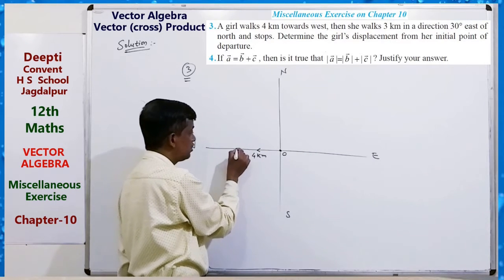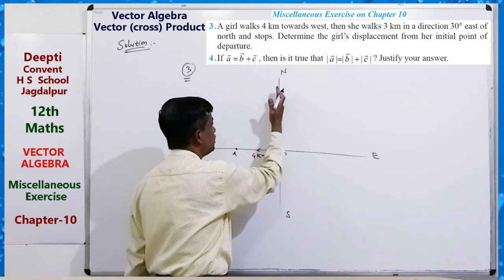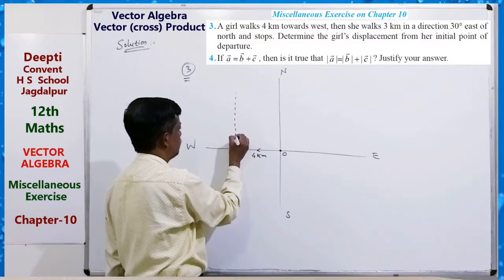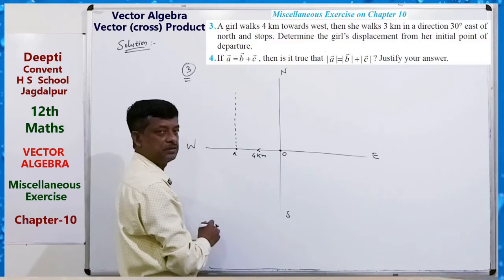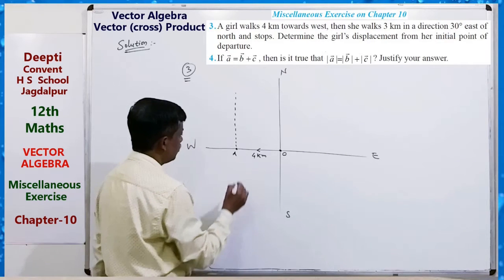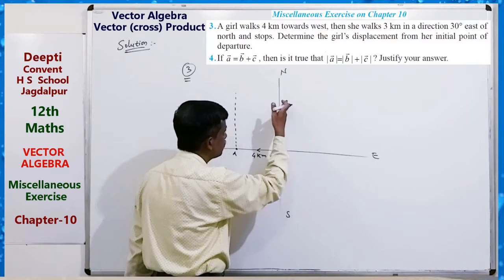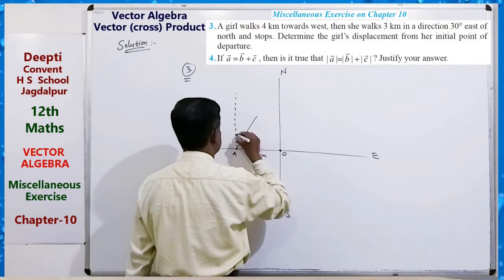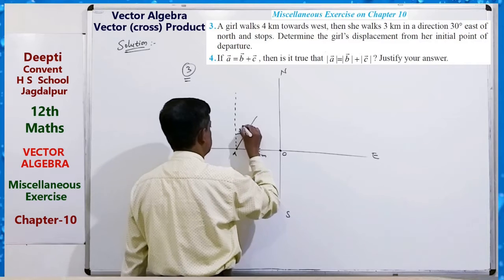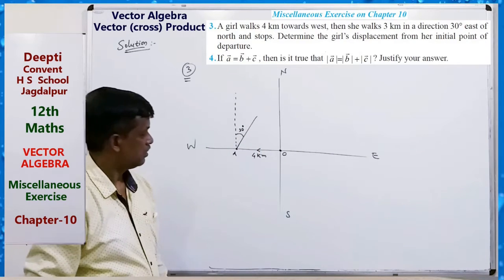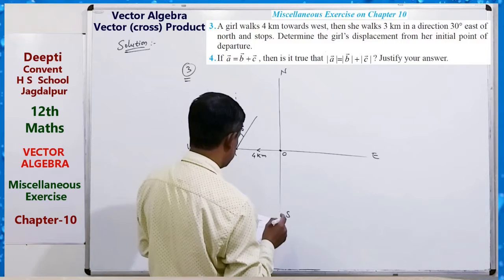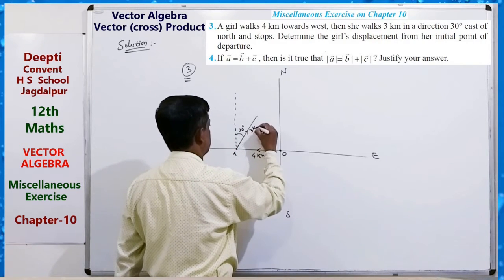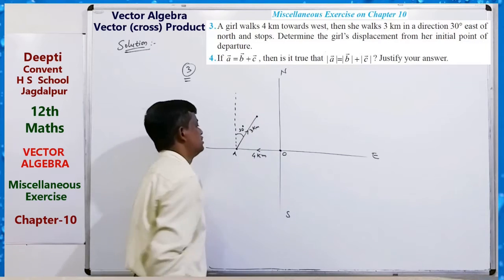So from here 30 degree from this. So we have to draw a parallel line here, parallel to this. Clear? Now east of north, that is from here 30 degree, just like this. This is 30 degree. And walk 3 kilometers. This is 3 kilometers.